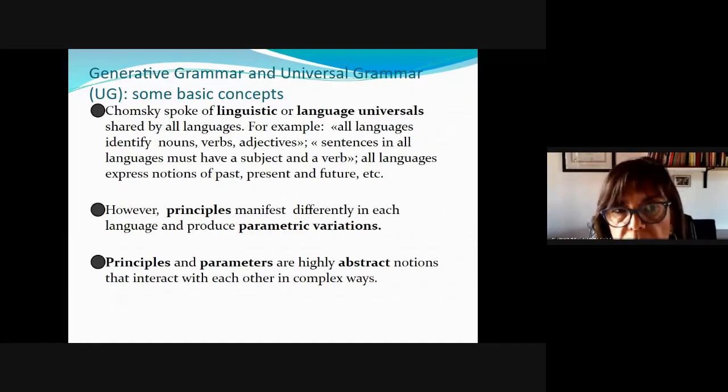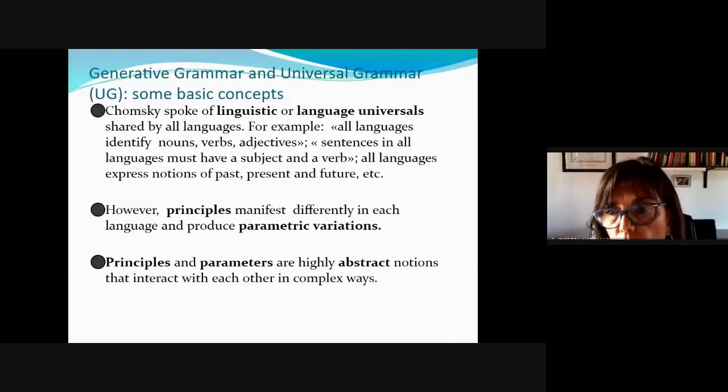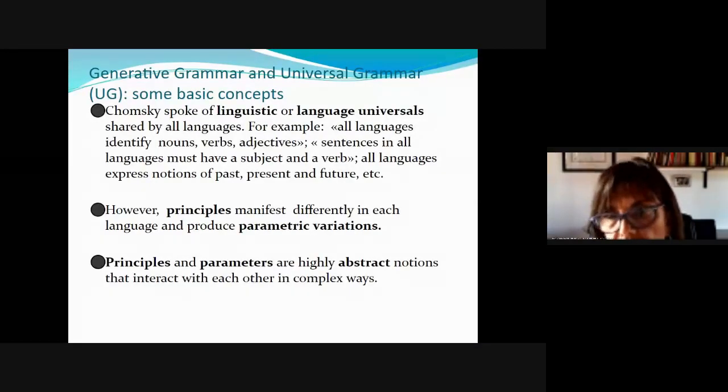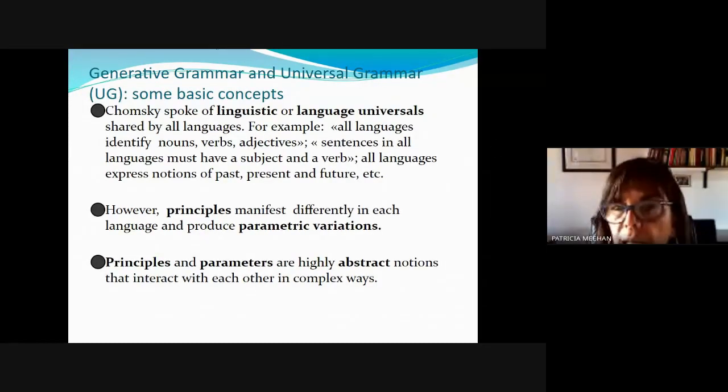In slide number 7 of my presentation, the one you have in the class, uploaded in the class, originally it said Chomsky spoke of linguistic or language universals, and between brackets it said principles. And I even said language universals are principles. And now I'm self-correcting because I was not exact. Not all language universals are language principles, but language principles are language universals.